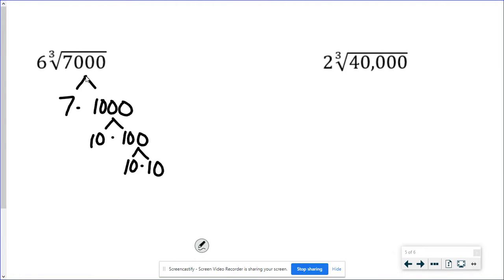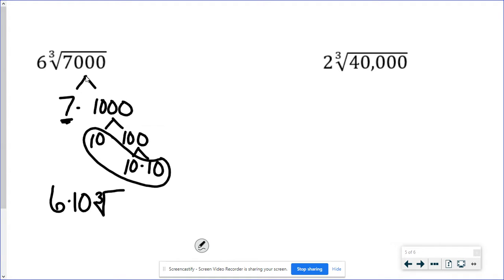1,000 is 10 to the 3rd power. So I've got a triple 10 right here. Those can break out as a regular 10. And then the only thing that I've got left over is that 7. So I had a 6 out in front. I'm going to break out that 10. And then the stuff that's left over as a cube root is just the 7. So this is going to be 60 times the cube root of 7.